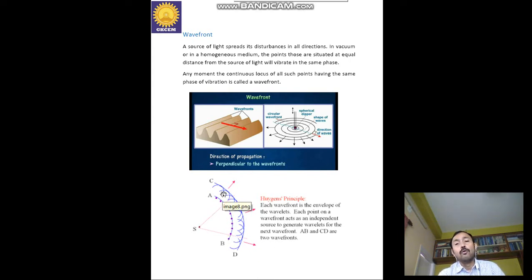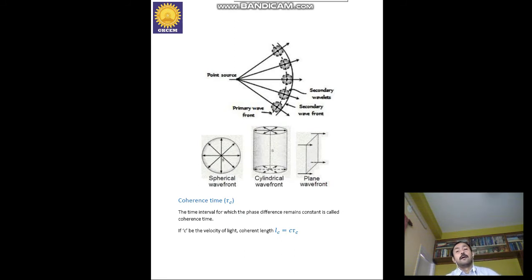Now, the wavefront is the envelope of the wavelets. So a secondary source of disturbance will also produce wavelets. If you envelop in a semicircular or semispherical way, then this is a wavefront. Here in our case, AB and CD are the two wavefronts. If the point source is this, these are all the secondary wave sources, secondary disturbances. Now we are enveloping these spherical wavelets. So this is the primary wavefront, this is the secondary wavefront.